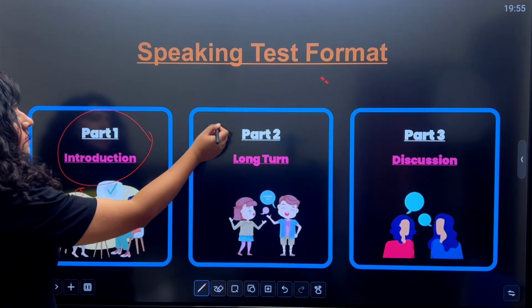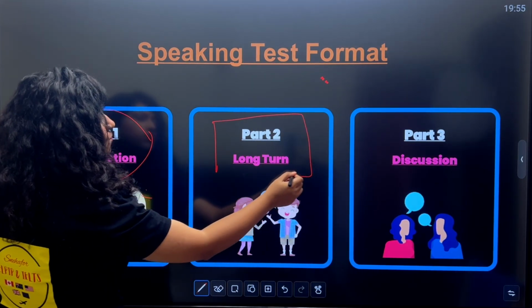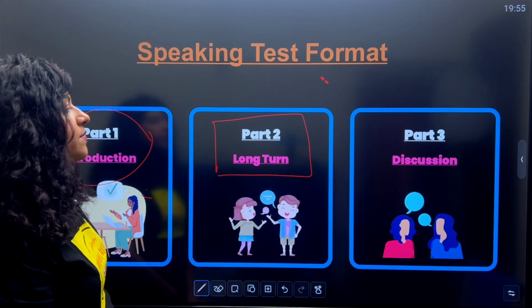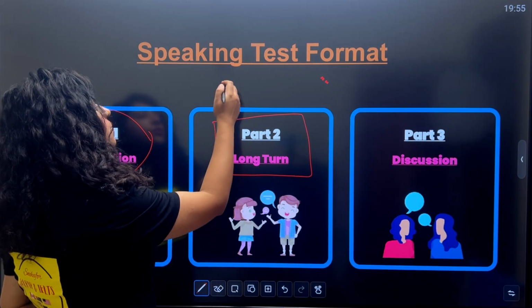Now let's discuss part 2 of speaking. Now part 2 is the cue card.